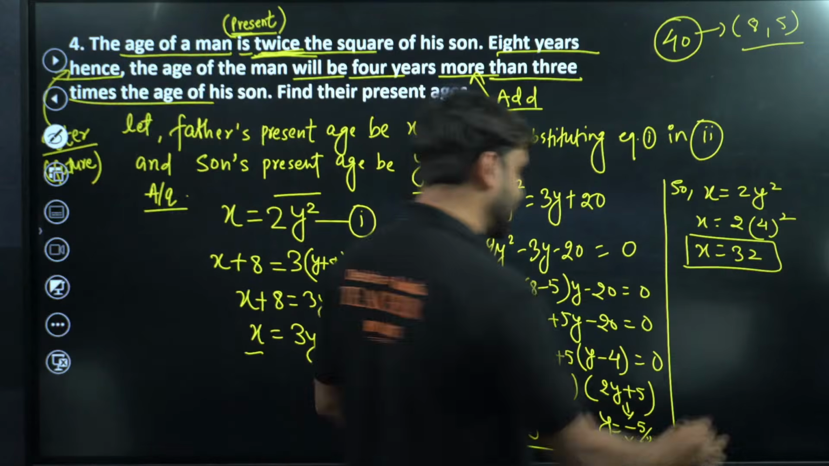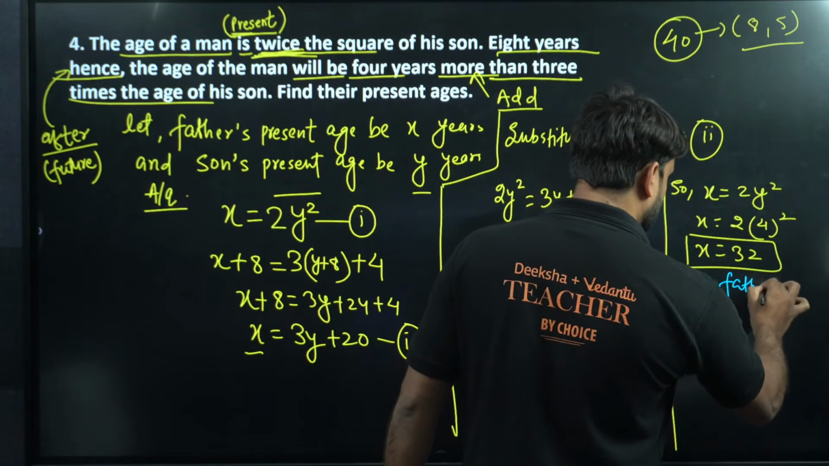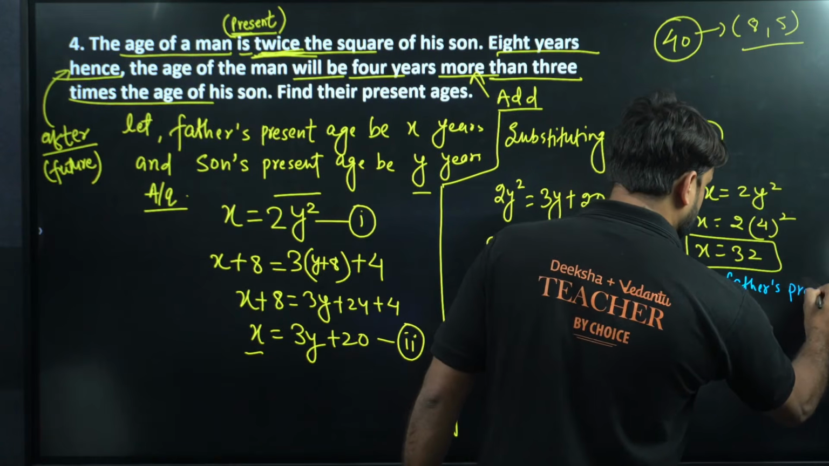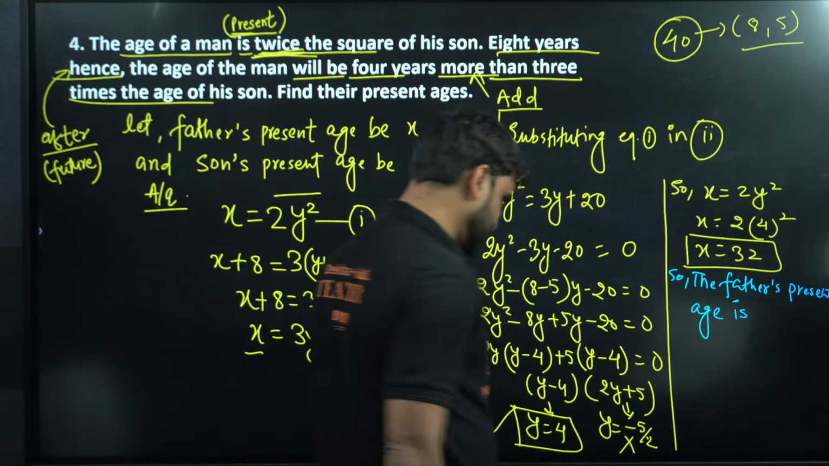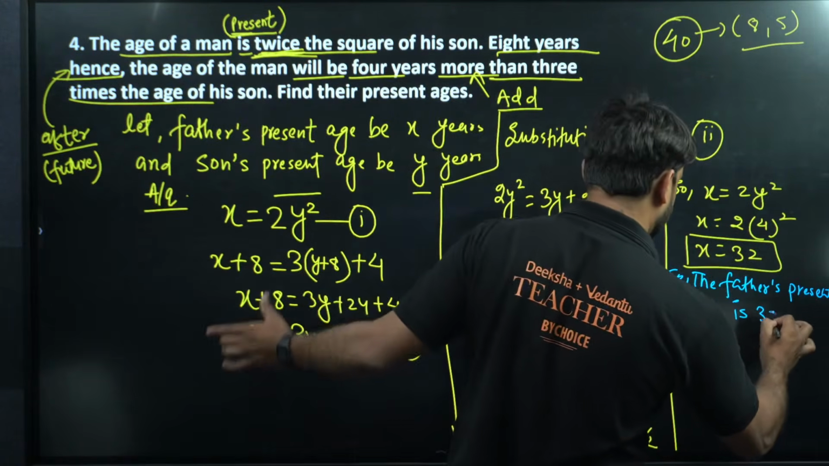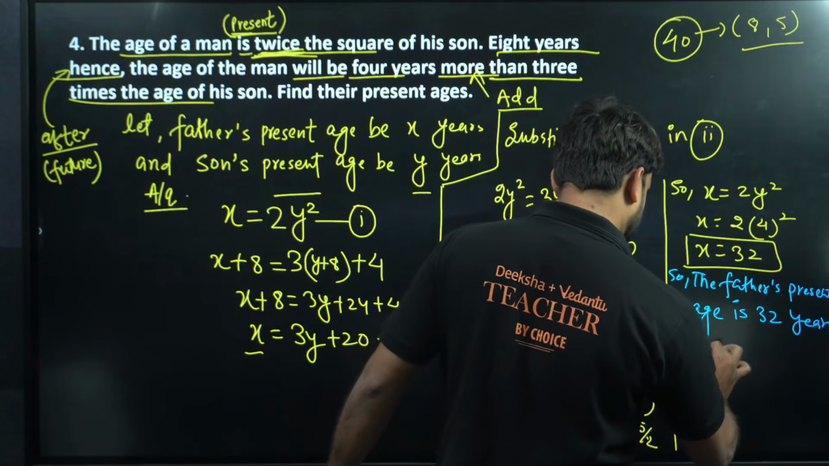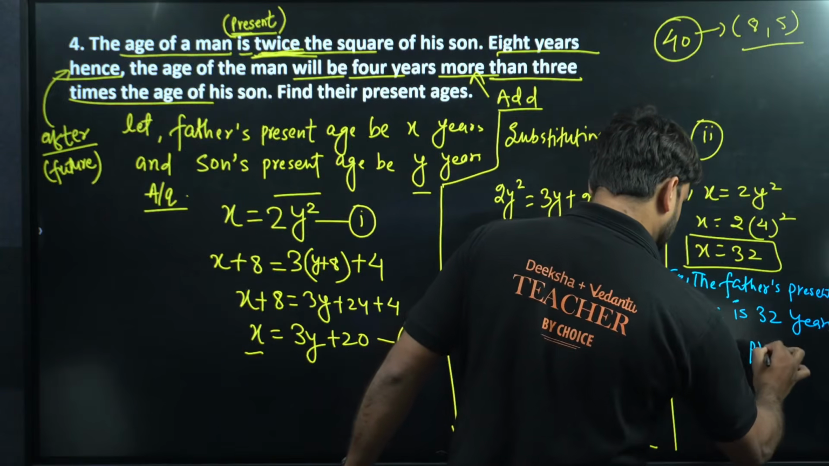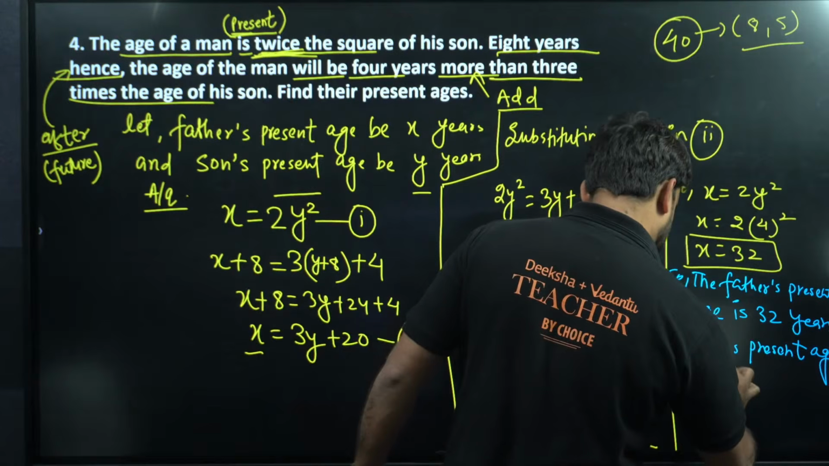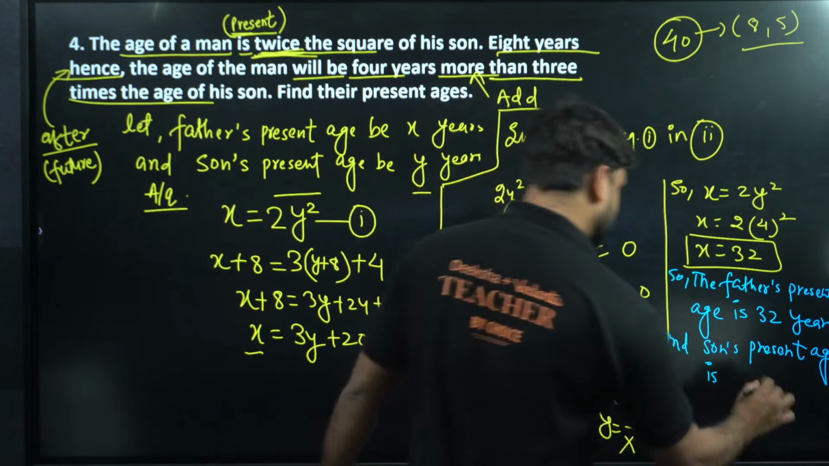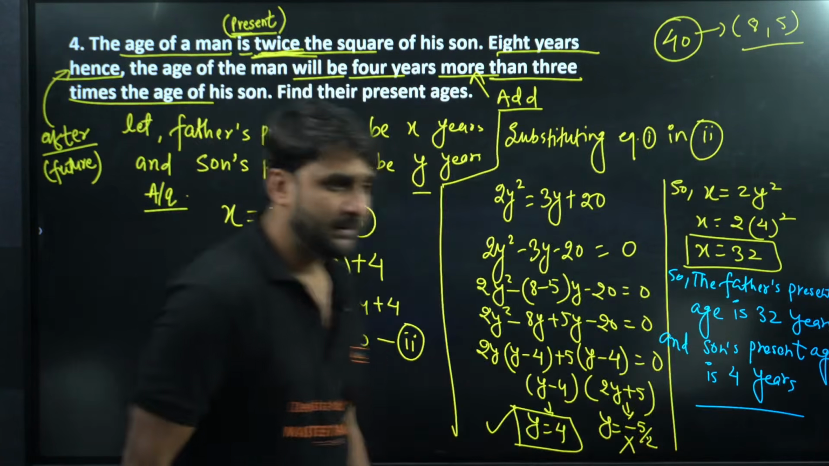So here in this question, the father's present age is this. We have supposed x as father, so 32 years, and the son's present age is how much? How much is the age? 4 years. So this is 4 years. This is the answer. I hope this is clear to you all. Yes, sir.